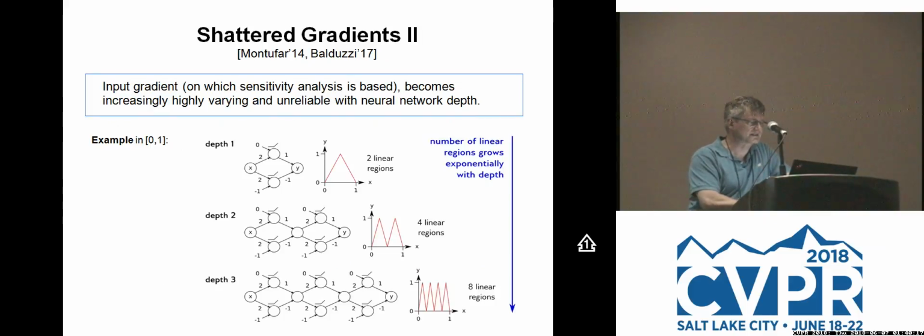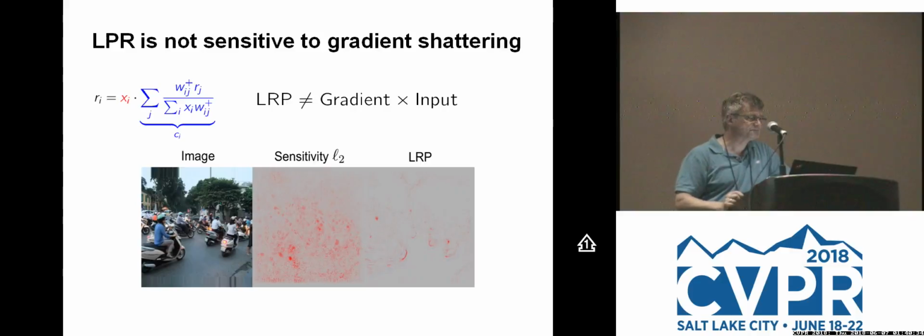The shattered gradients paper here also gives a very nice toy example where you can clearly see that this gradient shattering is an issue. Okay. Our layer-wise relevance propagation, which already analyzed the sheepish image, doesn't have that issue. And the reason is that we are not computing gradient times input. This is very important. Some people still today, after having written a couple of papers, maybe more than a dozen, still think that LRP is gradient times input. No, it's not.